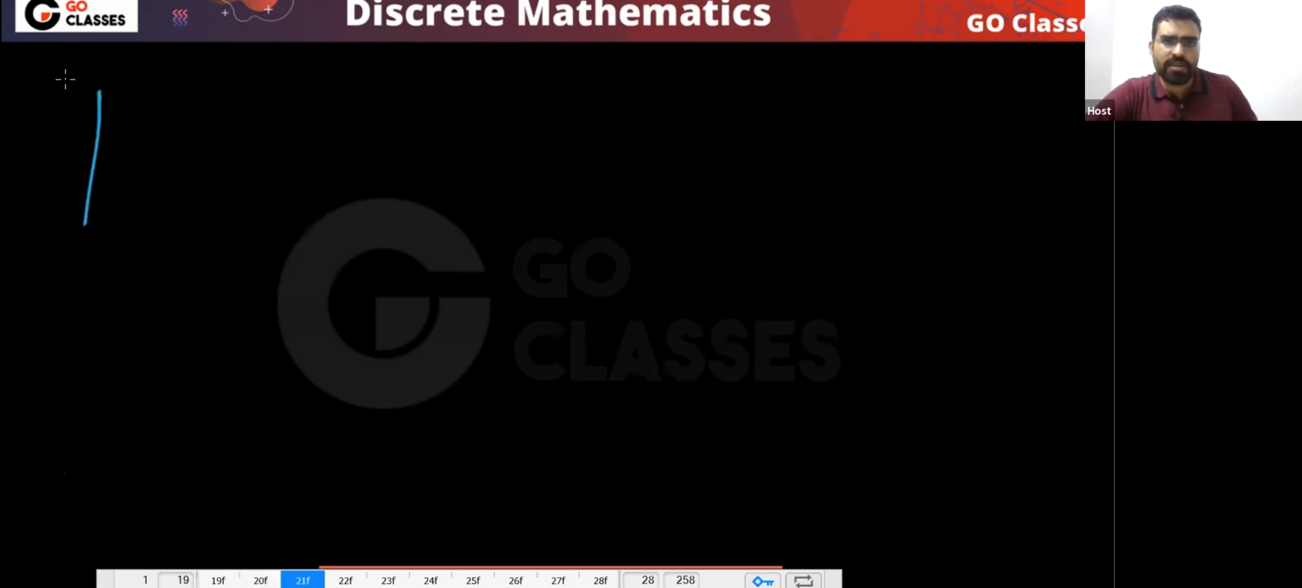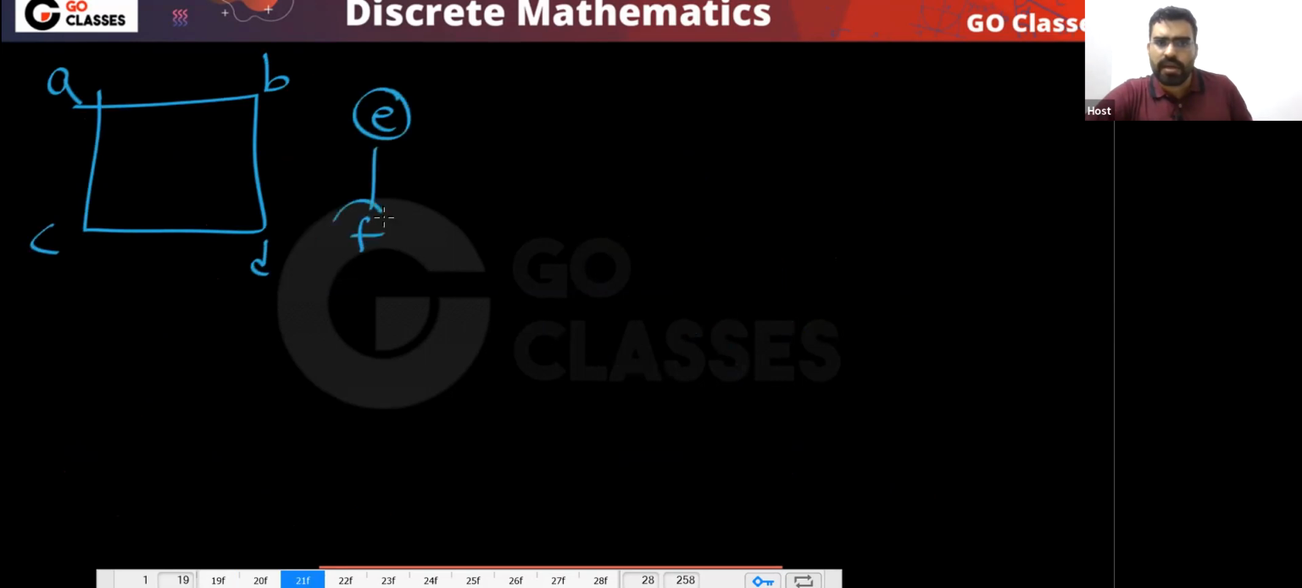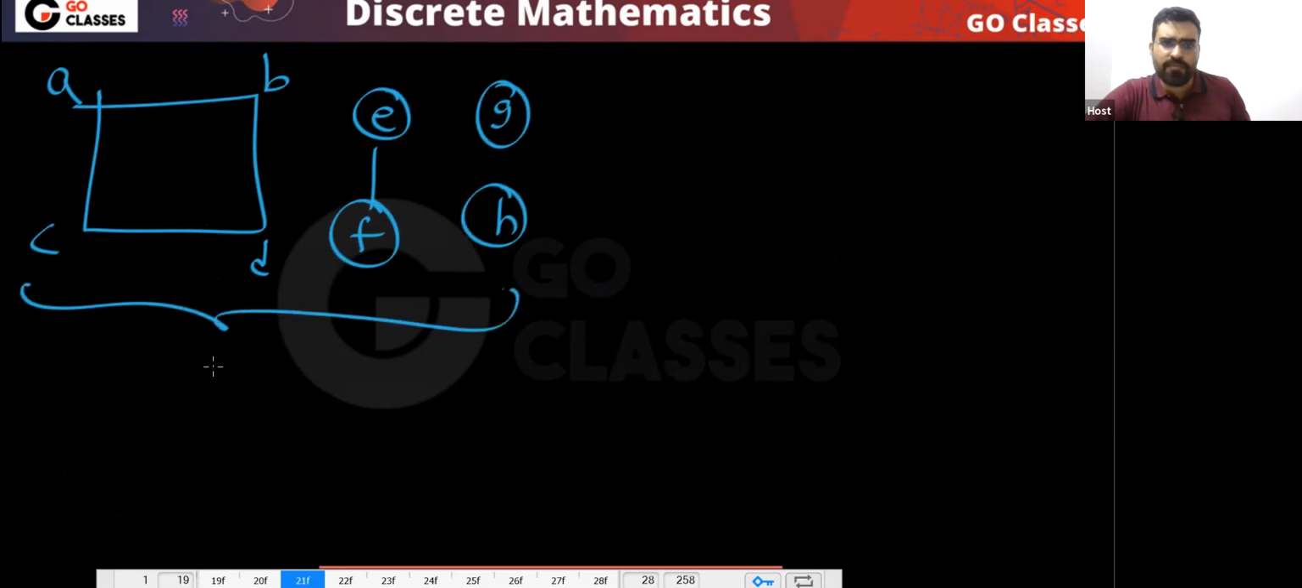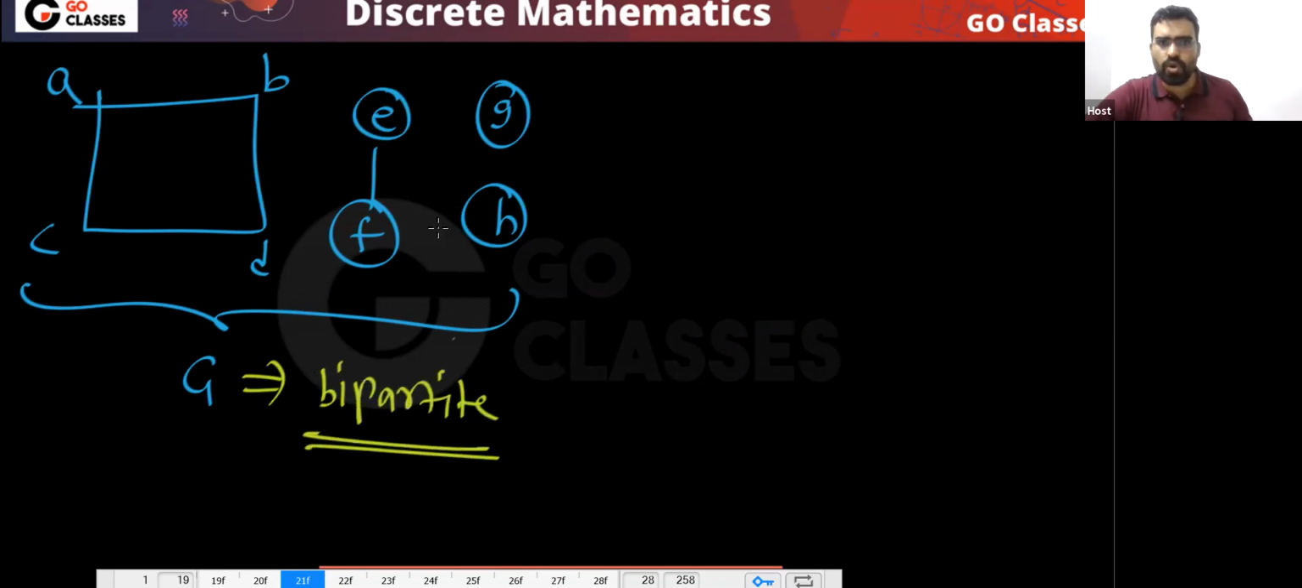And what about this graph, A, B, C, D, E, F, G, H? Is this graph bipartite? Tell me. This graph is bipartite. Why? Because there is no odd length cycle. We don't have any odd length cycle.